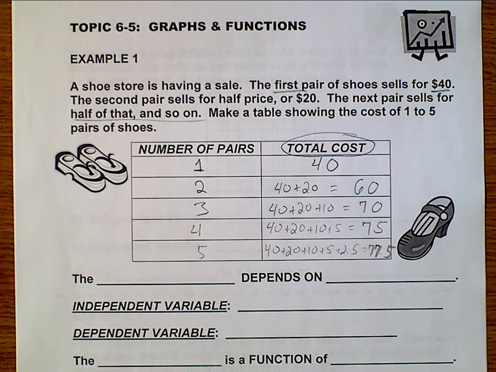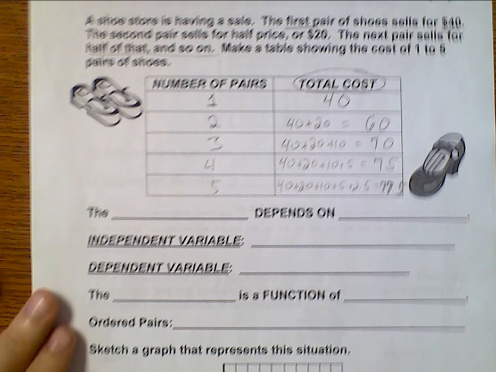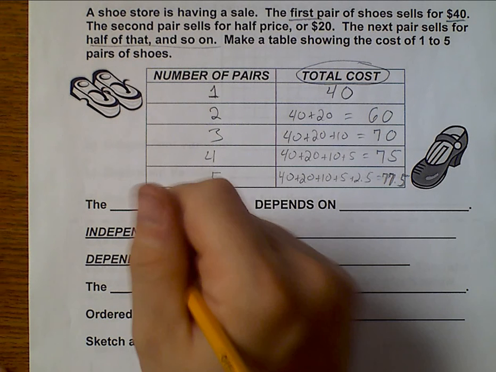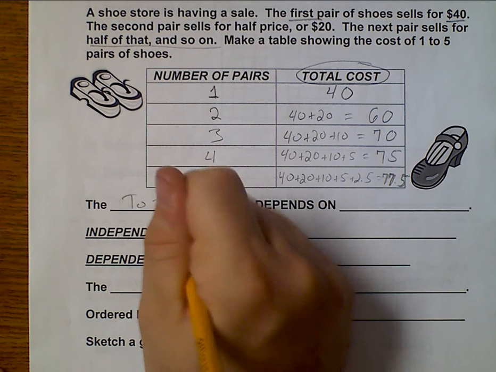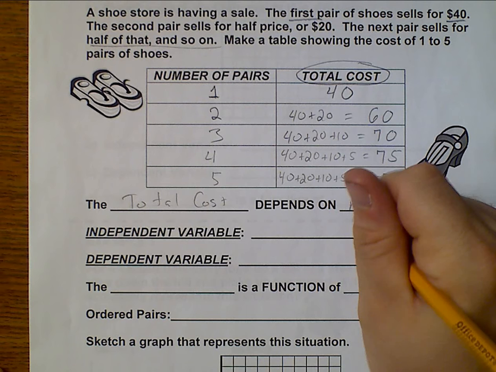And so here we have a relationship, and this is actually a functional relationship because we have an input value, that's how many pairs of shoes we buy, and we have an output value, that's the total cost. Now let's figure out which one of these depends on the other. Well, it's quite simple. The total cost depends on the number of pairs.